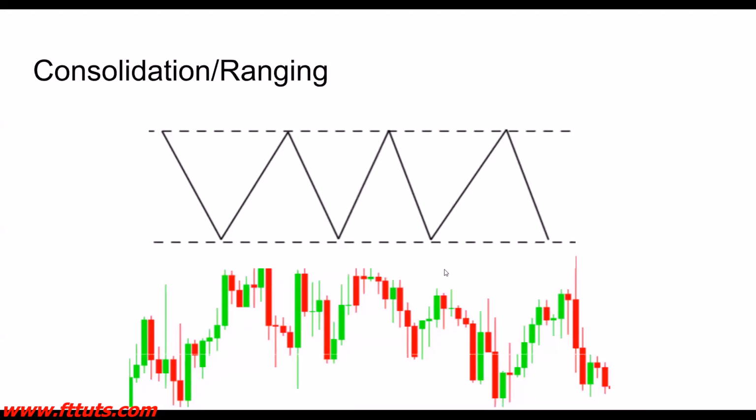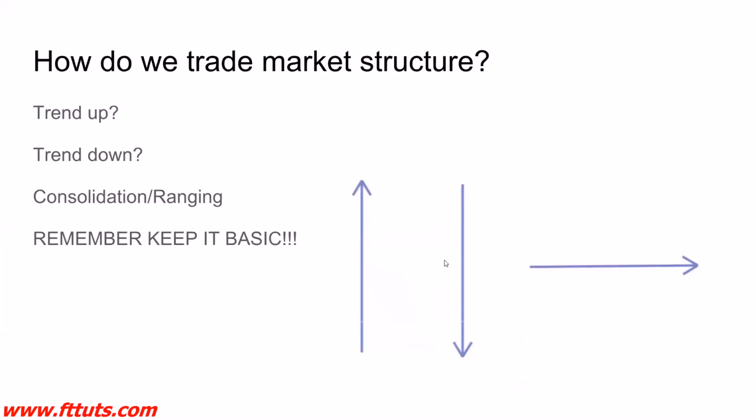Yes. Very good. So how do we trade market structure, guys? It's very simple. If the market is trending up, what are we looking for? Buys. Actually, I could have worded this better. If the market is moving up, we're looking for buys. If the market is moving down, we are looking for sells. If the market is consolidating or ranging, we are looking for breakouts, to the upside or to the downside. Both. And that's as basic as we're going to keep it.